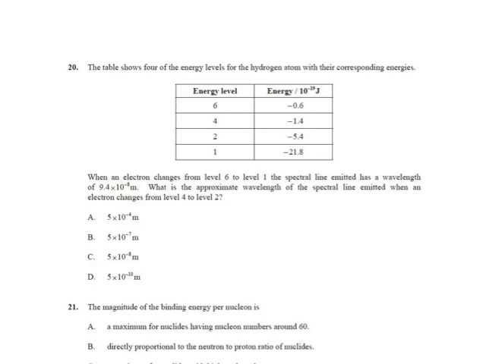Back down to earth to something a little bit more straightforward. We have 4 energy levels for a hydrogen atom with their corresponding energies. When an electron changes from level 6 to level 1, the spectral line has a wavelength of 9.4 times 10 to the minus 8. What is the approximate wavelength of the spectral line emitted when the electron changes from level 4 to level 2? So let's go from level 4 to level 2. What do we end up with?